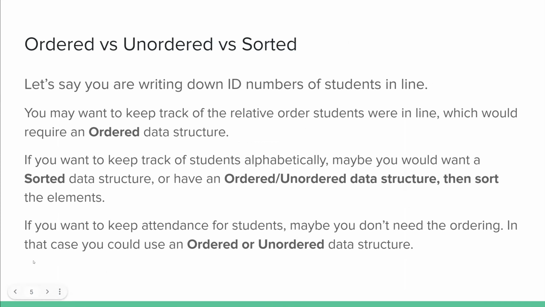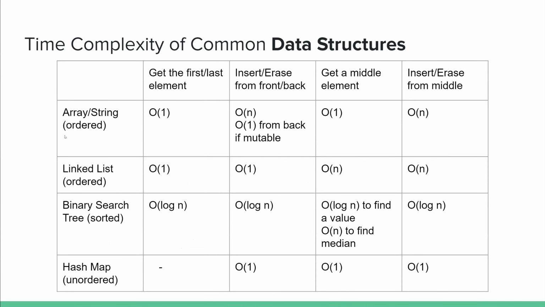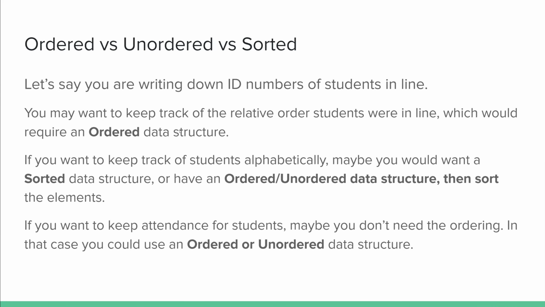So, ordered versus unordered versus sorted. You might have ordered data. Let's say you want to keep track of the relative order students were in line and you're writing down ID numbers, or maybe you write down their name. You want to keep the relative order of the students intact, so you might use an ordered data structure. Maybe an array or a string could do that. So maybe you fill out an array of integers with their ID numbers, and that would keep the order intact. You could also use a linked list, where you have a data point and it connects to the next data point. You can use either of those and it would keep the order intact.